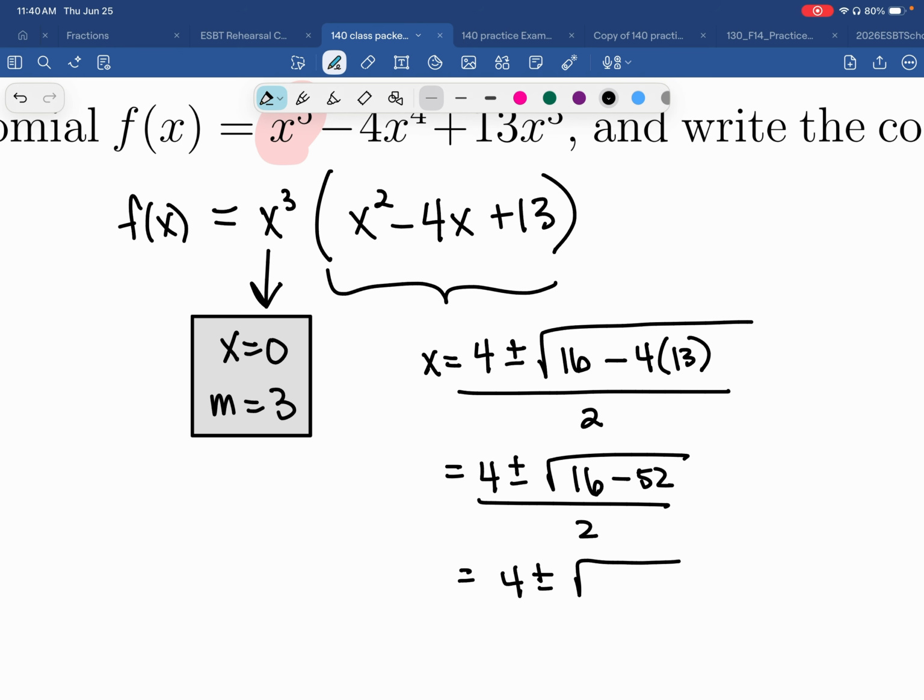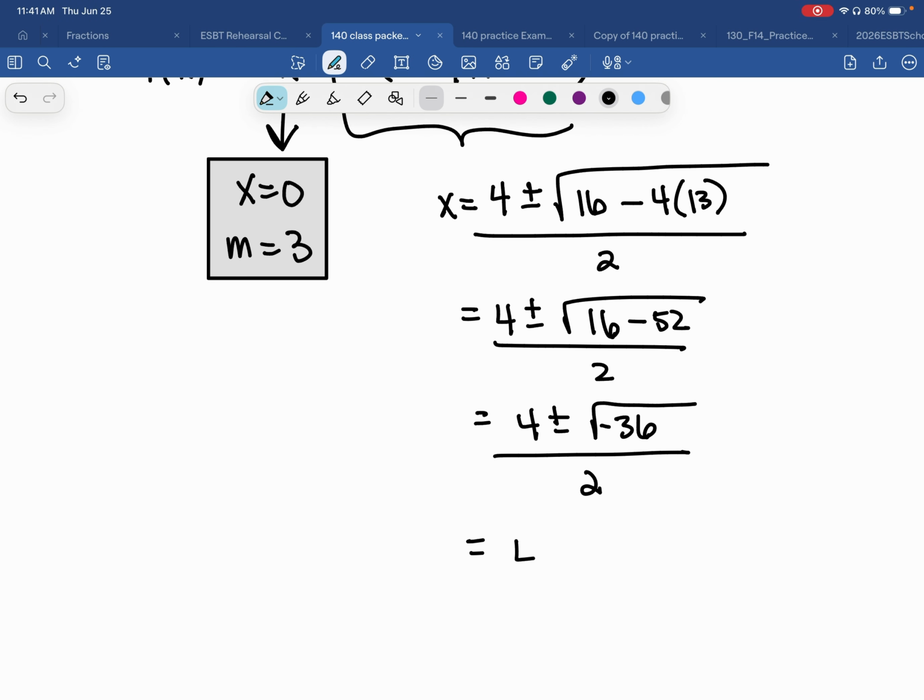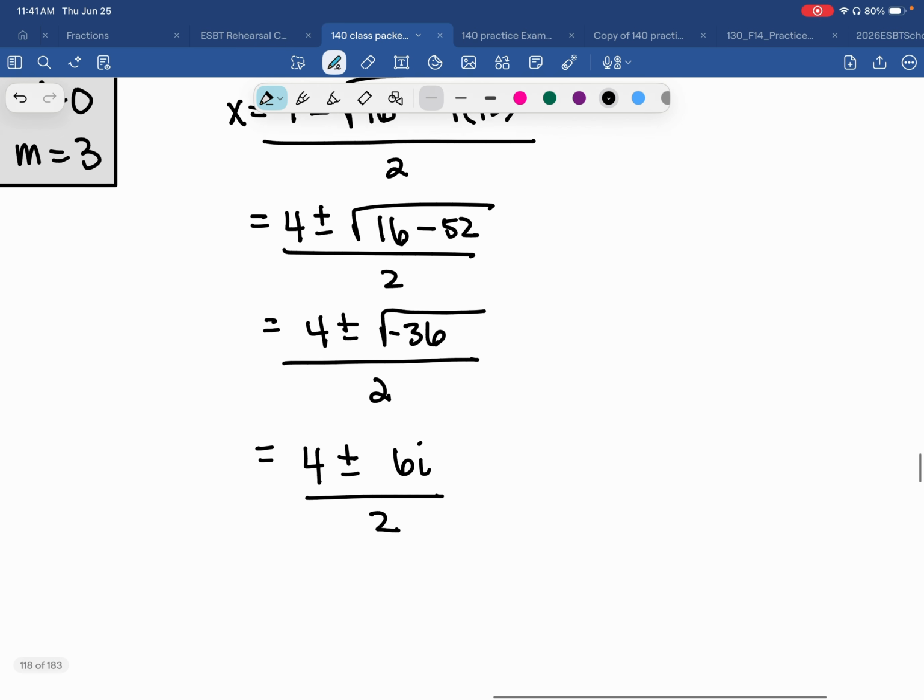So 16 minus 52 gives a negative 36, which comes out nicely, over 2. That's 4 plus or minus the square root of 36, which is 6, but the negative under the square root means we get an i. So it's plus or minus 6i over 2. That's going to give us our last two solutions.